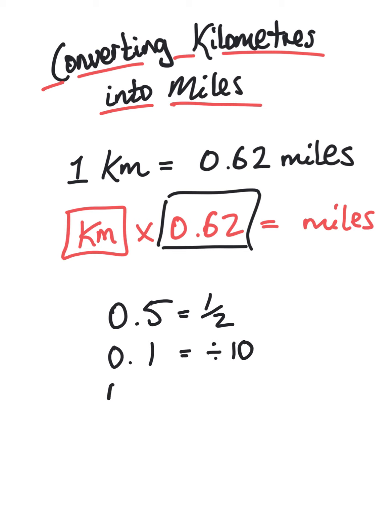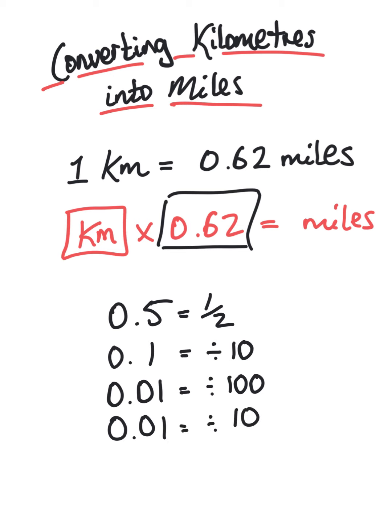And then we need 0.01, which is the same as dividing by 100. Then we need another 0.01, which again is dividing by 100. Then we add them all up, and that gives us our 0.62. So this is what we need to do to our numbers here. These 4 things.